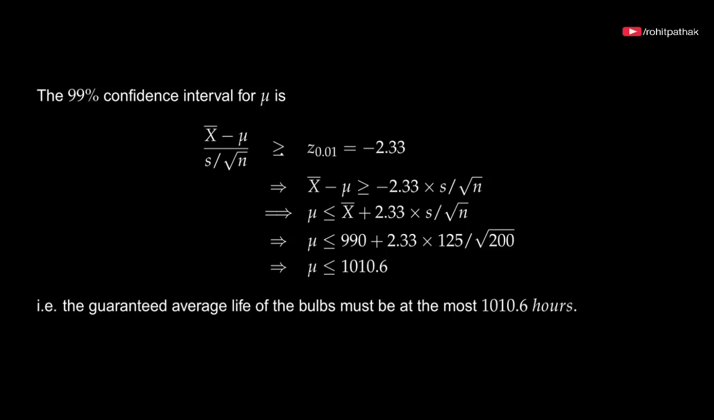Therefore, the guaranteed average life of the bulbs must be at the most 1010.6 hours. But it was claimed that the guaranteed life was 1025 hours, which was wrong. Due to that, H0 was rejected. So this was the test of significance of difference between the sample mean and the population mean.